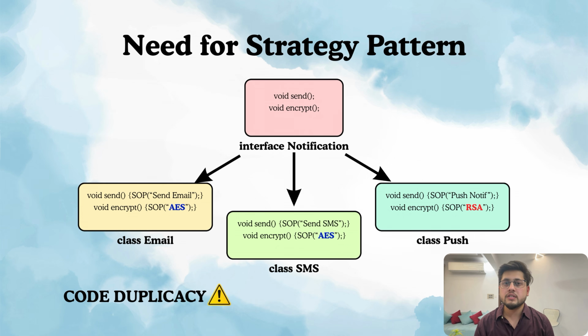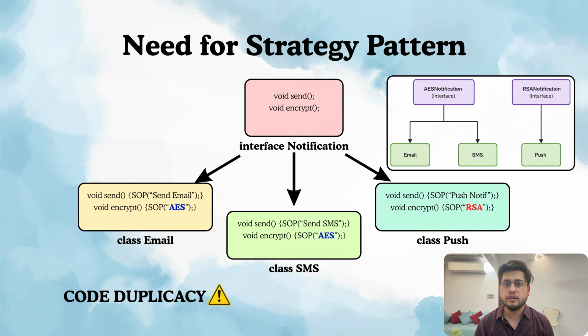So one solution is that we can divide our interface into two parts. We can have an AESNotification interface and an RSANotification interface, and Email and SMS can implement the AESNotification, and PushNotification can implement the RSANotification. Okay, this is one way of solving this problem.